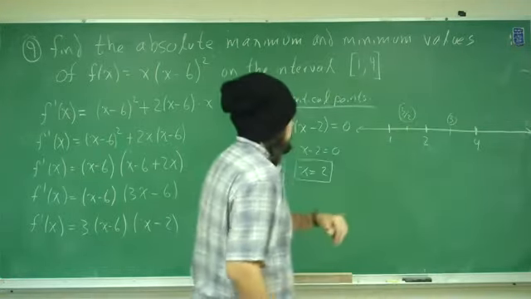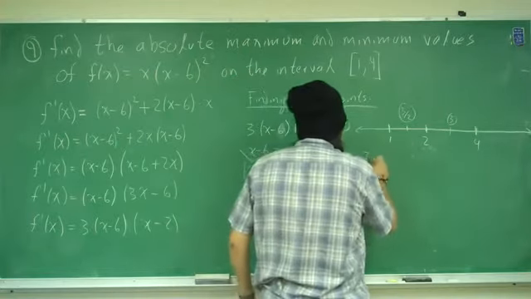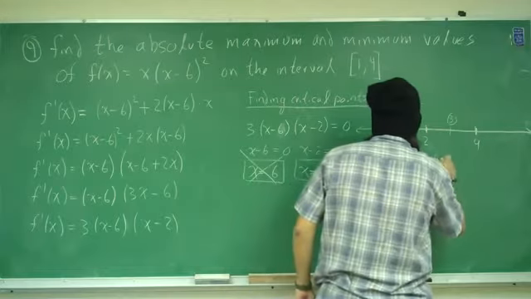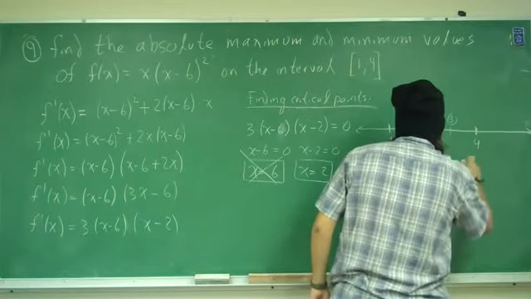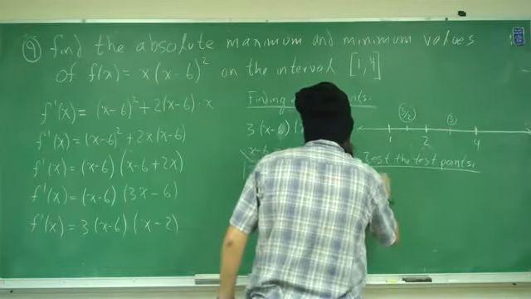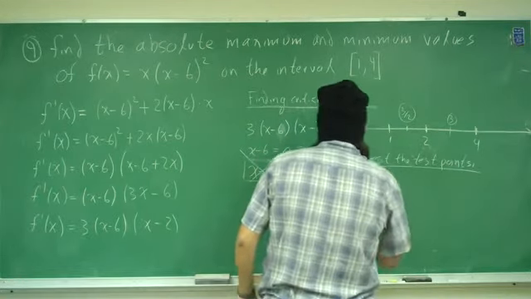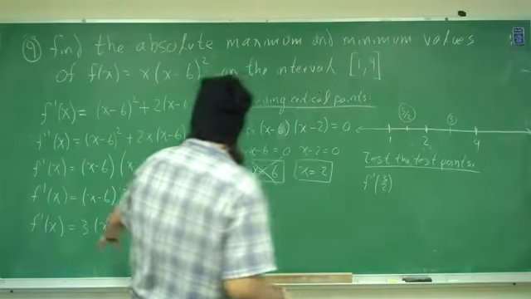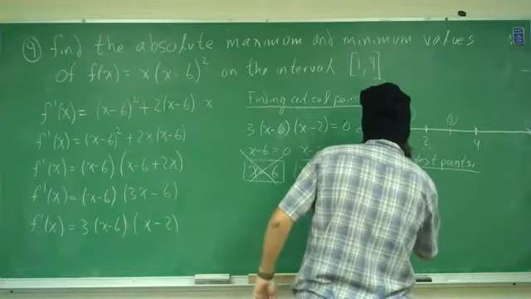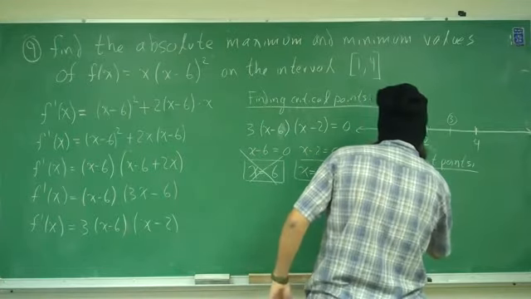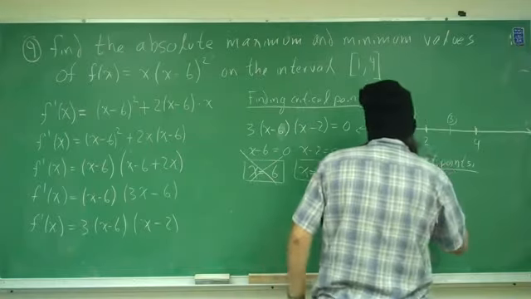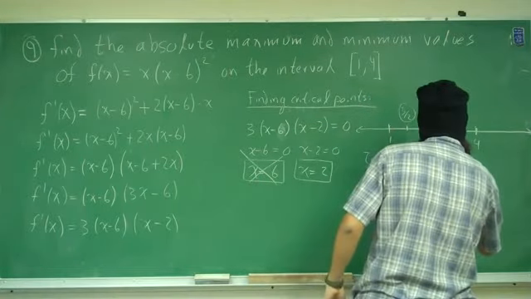Alright, so now I'm going to test these points. So test the test points. Alright, so f prime of 3 halves, what do we get? So we come here, this f prime. So we obtain 3 times (3 halves minus 6) times (3 halves minus 2).